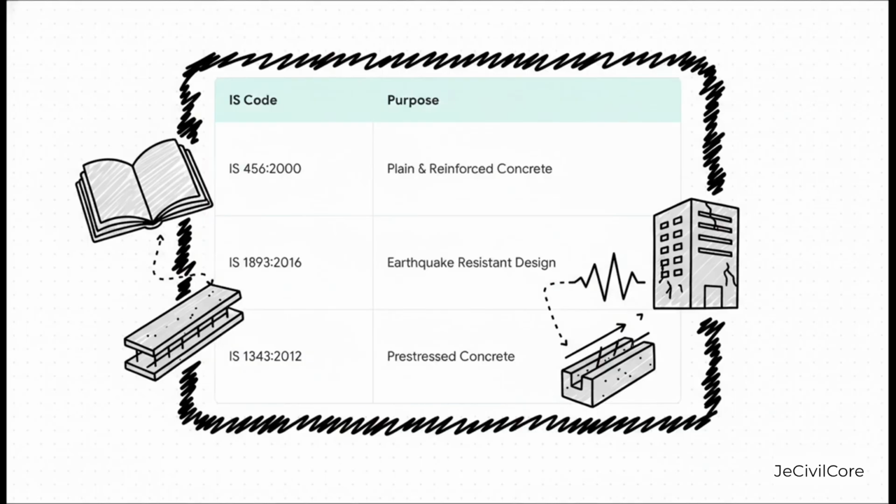But for special jobs, you need special tools. That's where IS 1893 comes in for earthquake-resistant design, and IS 1343 is your go-to for pre-stressed concrete. A super common exam question is just matching the code to what it's for. So this table right here, it's your first major takeaway.